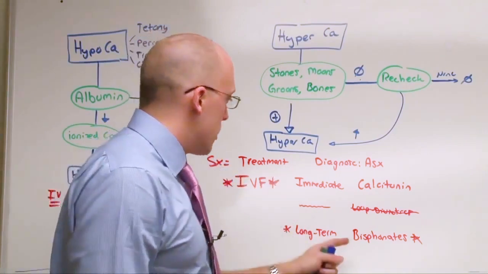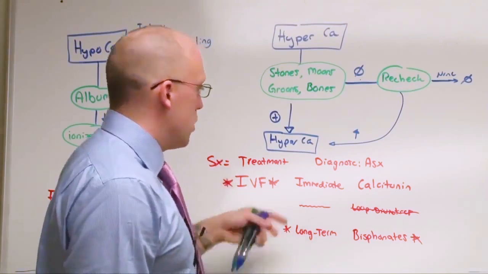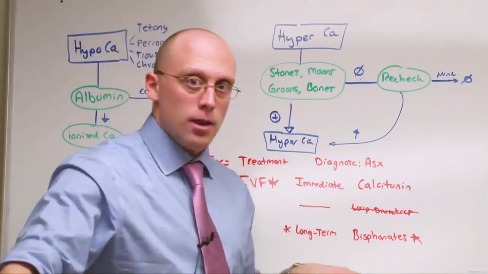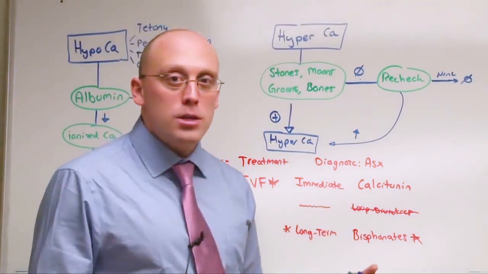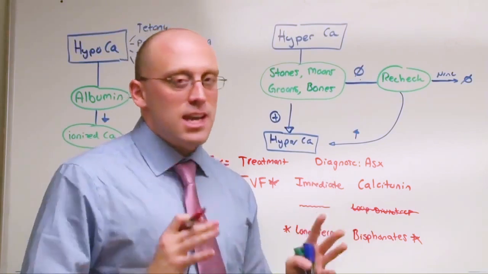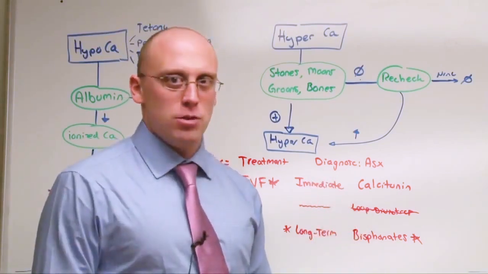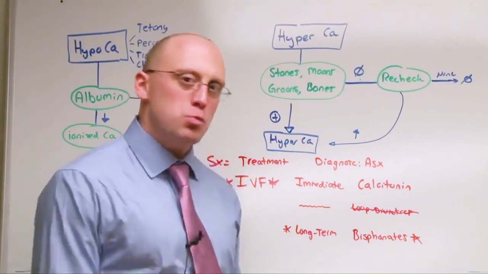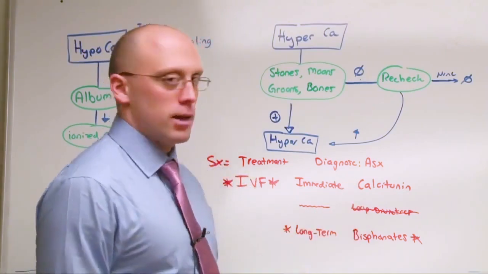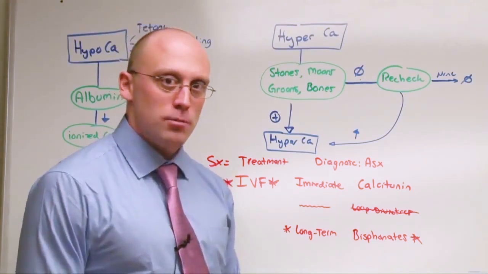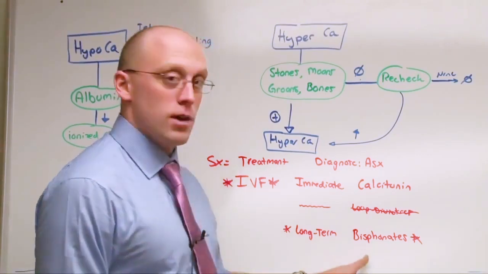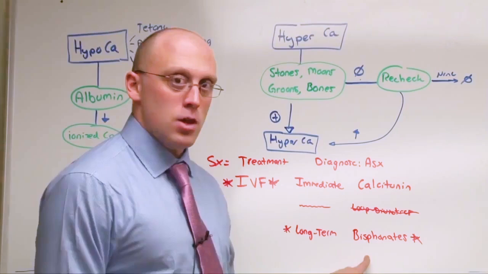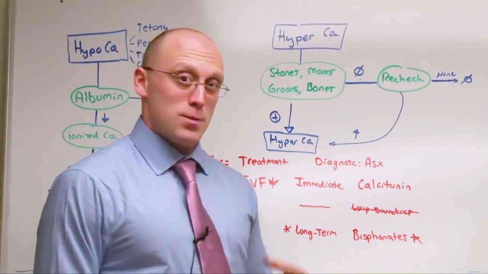You give early bisphosphonates and early fluid, loop diuretics way down the line, and calcitonin is probably not going to be that useful. The vignette has to be screaming at you, super high calcium, super symptomatic, in order for this to be the right answer. Most of the time, the right answer for hypercalcemia is going to be fluids and bisphosphonates. So that actually cleaned up a lot of things and made it a lot easier.